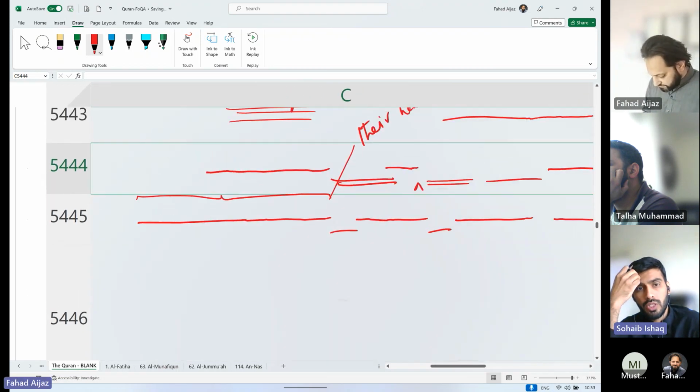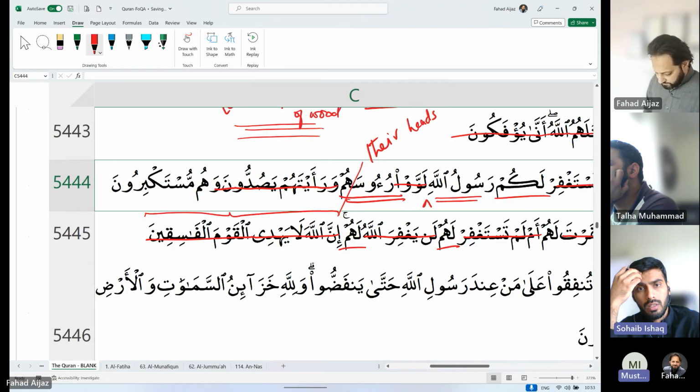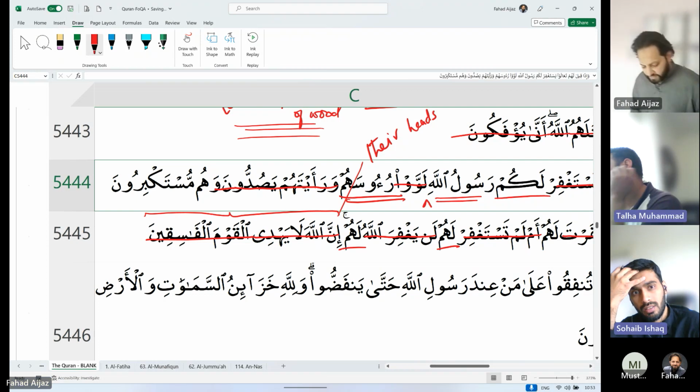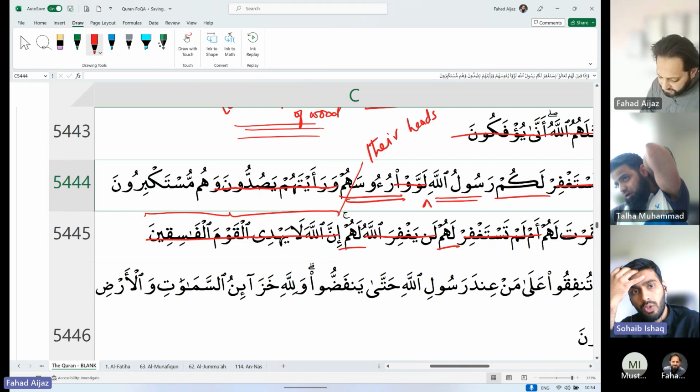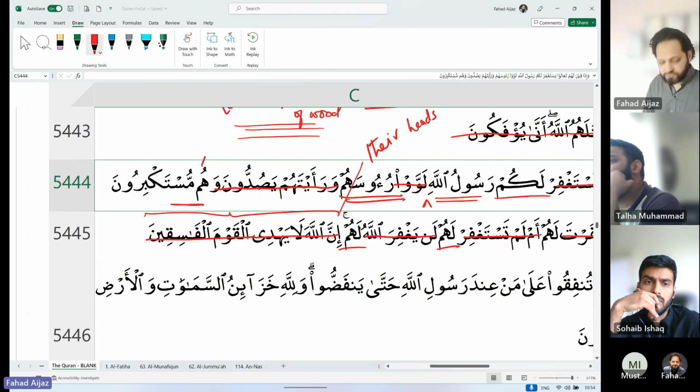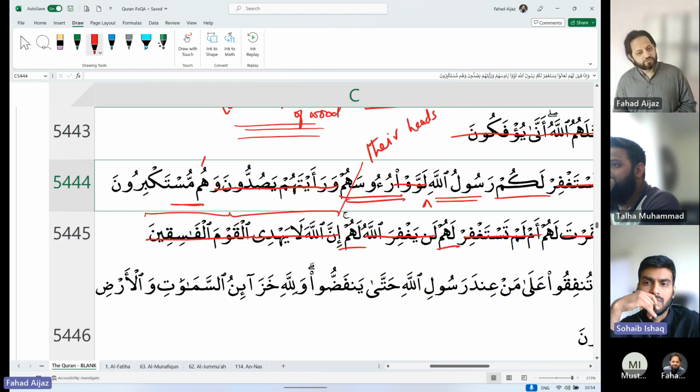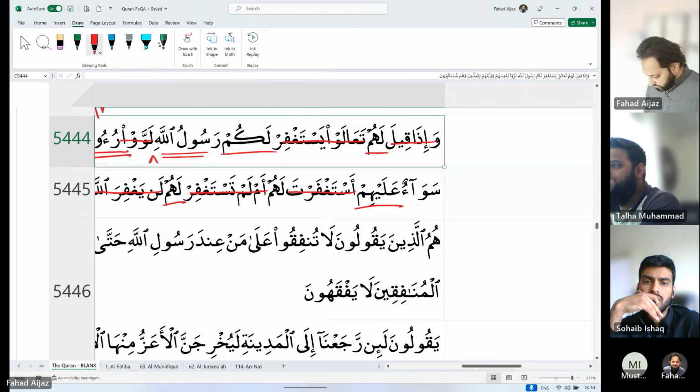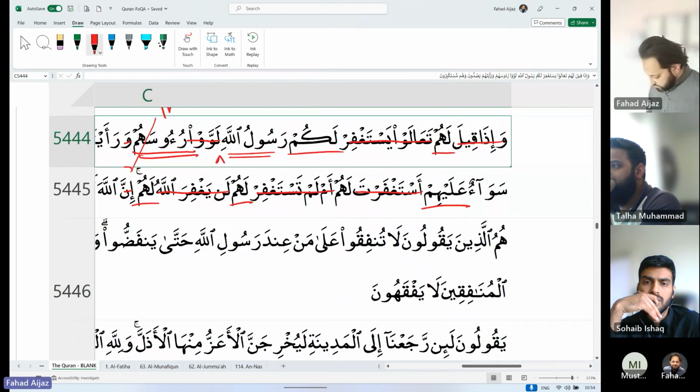Hum mustakbirun. Yes, what about it? We didn't discuss it. I passed it through because you know hum as a pronoun, it's a dependent pronoun, but you do not know what the relationship is. You only know hum. That's why I passed through it.